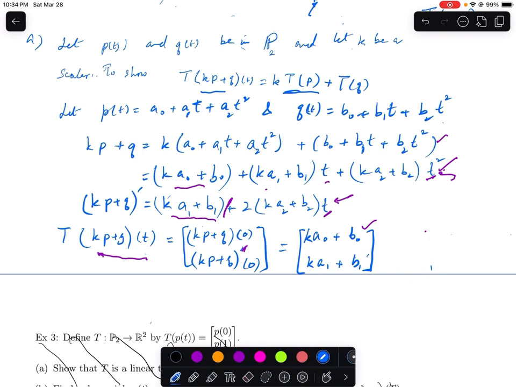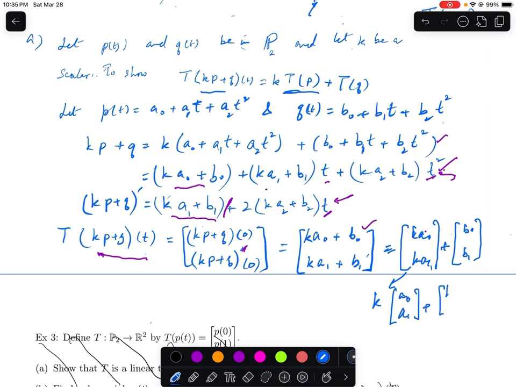If you notice, this can be written as k a0, k a1 plus b0, b1. So if you notice, this is k times a0, a1 plus b0, b1. Now this is T of p, and this one is T of q, and the k is over here. And this is what we wanted to show.